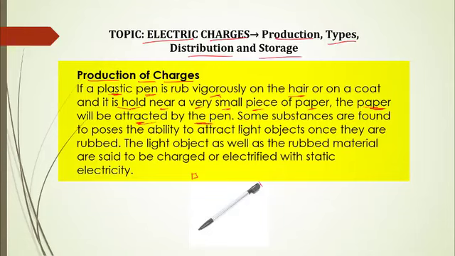The reason for this is because charges have been created. Charges that led to forces of attraction were created between the pen and the paper. Some substances have been found to possess the ability to attract light objects once they are rubbed because of the charges that have been created in them. When this happens, the light object as well as the rubbed material have been charged, or electrified, with what we call static electricity.